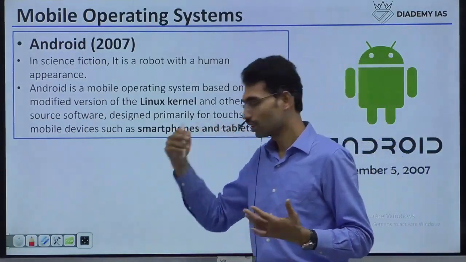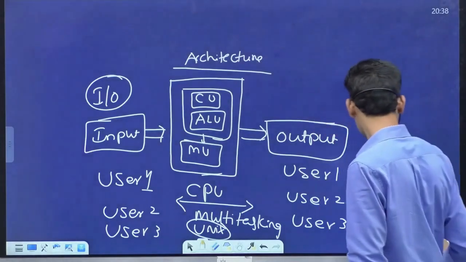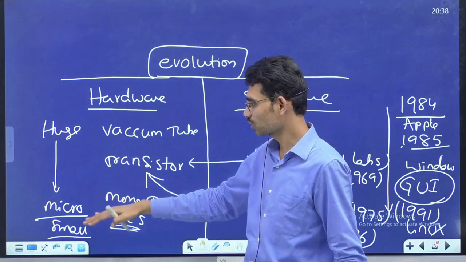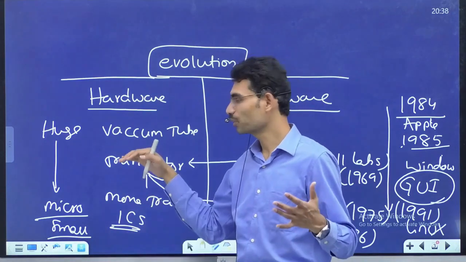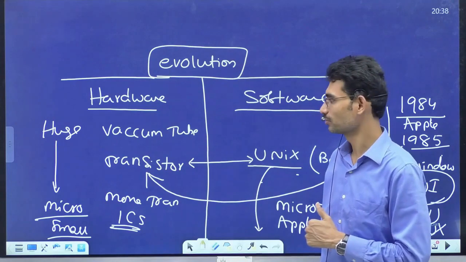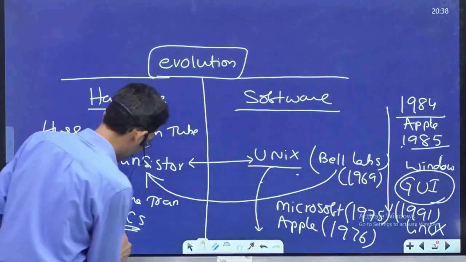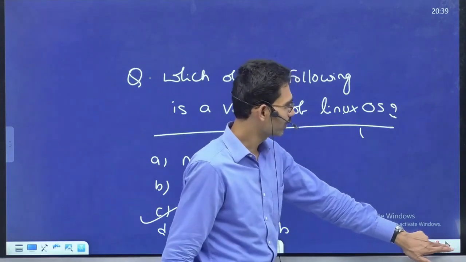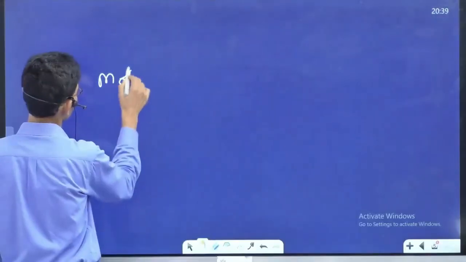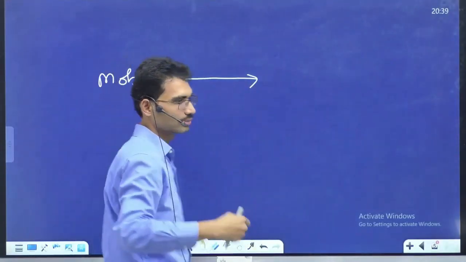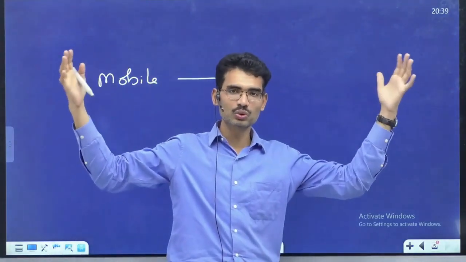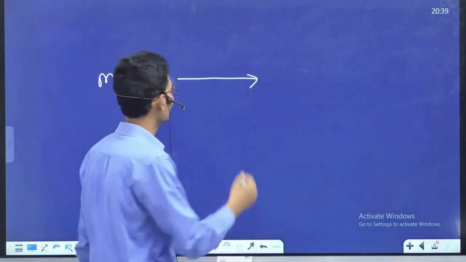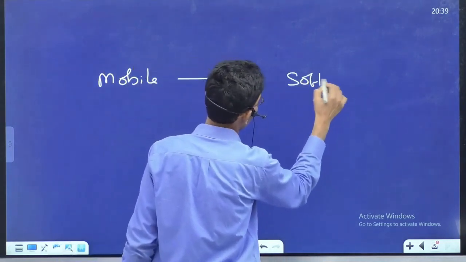Mobile operating system. Once again, we should go back to the computers. Hardware went from huge size to micro computer size. Now this computer architecture came in the form of mobile also. As a result, when mobiles came, mobile related softwares also came. So mobile is a computer. The size in 1950s was huge computers, but now we have a small computer in our hand, and it also requires software, an operating system.